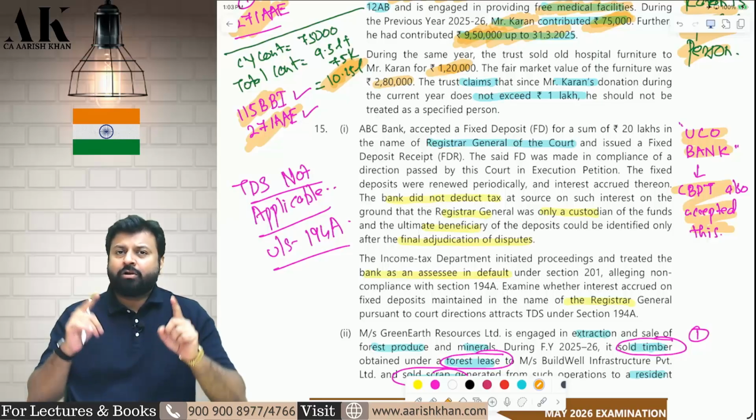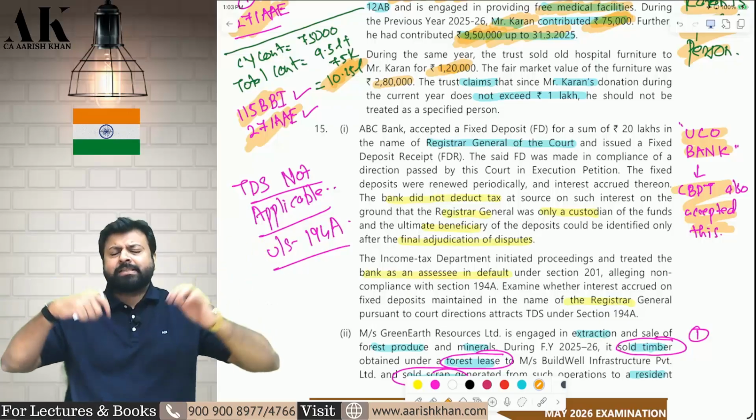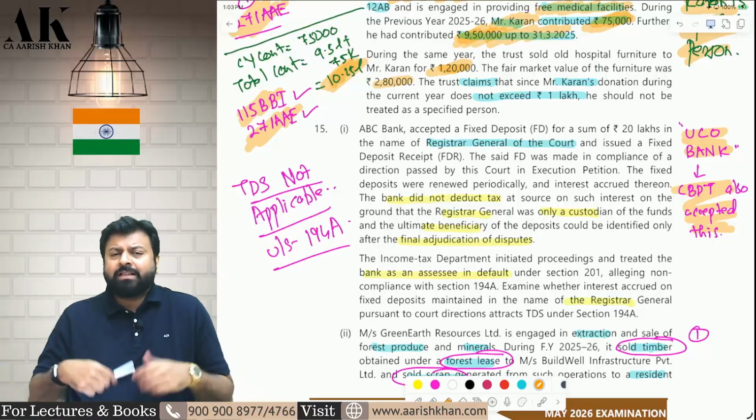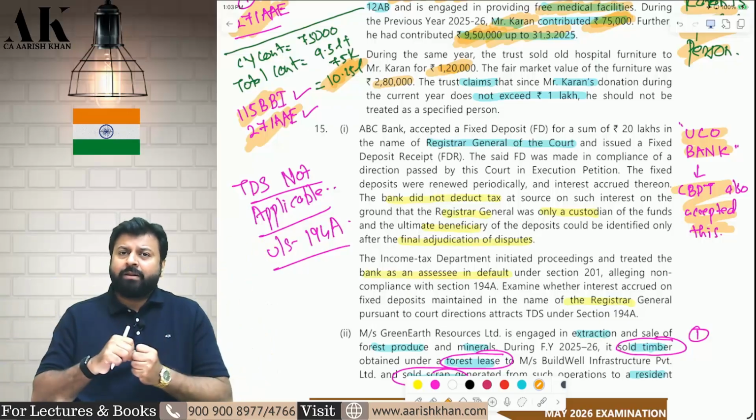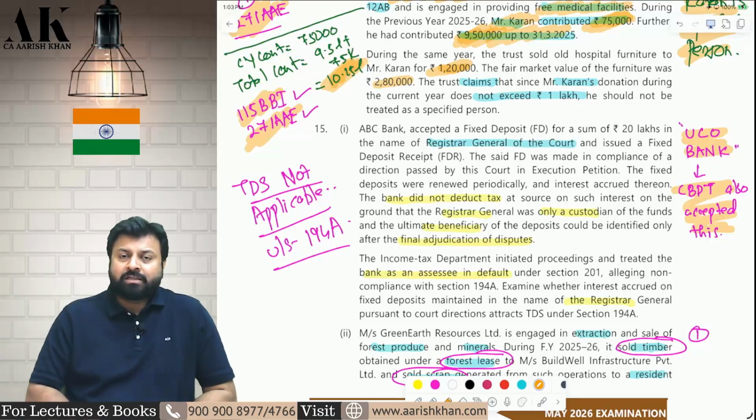Now the judge is saying that you have to deposit 10 lakh rupees till the time the case is completed. So I gave 10 lakh rupees as a security to the judge. Now what will the judge do? The registrar of the court will deposit that money in the bank and will earn some interest. Now the bank is paying some interest to the registrar of the court.